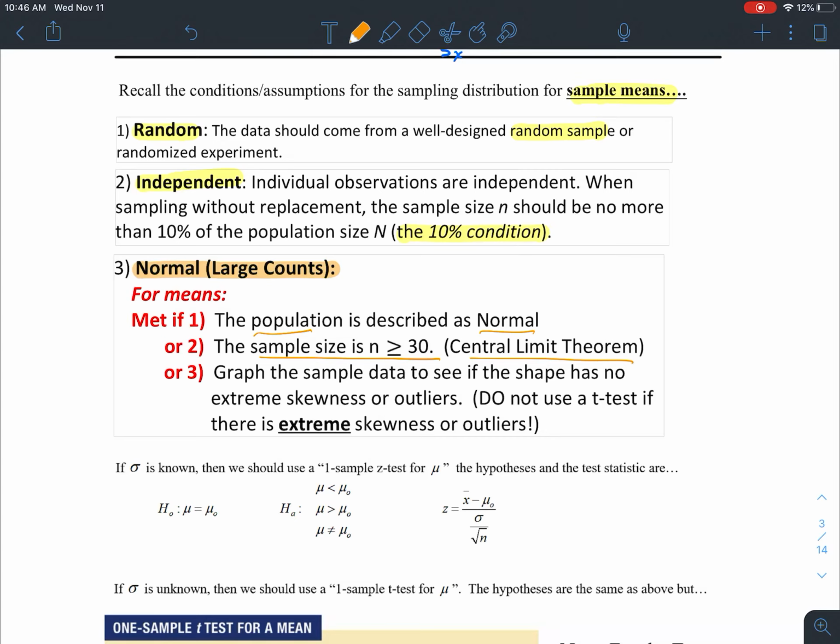And then finally, if we cannot do either of those first two things, we would then take the data set of our sample and we would make a graph. Typically, a box and whisker plot is an excellent graph to make. We would want to examine it, make sure there was not any extreme skewness. There can be some mild skewness, no extreme skewness or no outliers. Okay. If we feel like there is no extreme skewness or outliers, we can go ahead and proceed and move forward with doing the t-test, but we should never use the t-test if there are outliers or any extreme skewness.